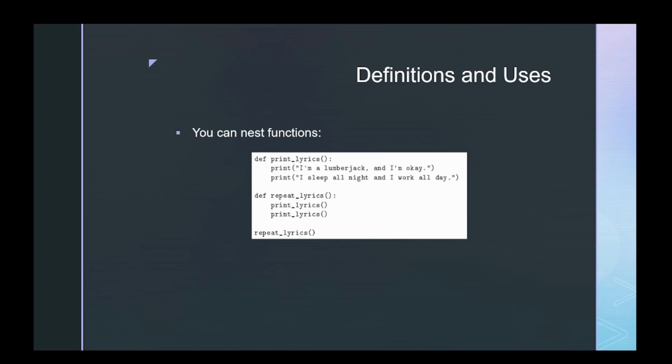You can actually nest functions and put functions within other functions. So here is an example. I have a print lyrics and then I have a repeat lyrics. So my repeat lyrics function is calling print lyrics twice. And then I can call repeat lyrics. The thing that you have to be aware of is that in Python, you do need to define your functions in order. So I need to define print lyrics first before I use print lyrics. This is a little bit backwards to what we did in C and C++.